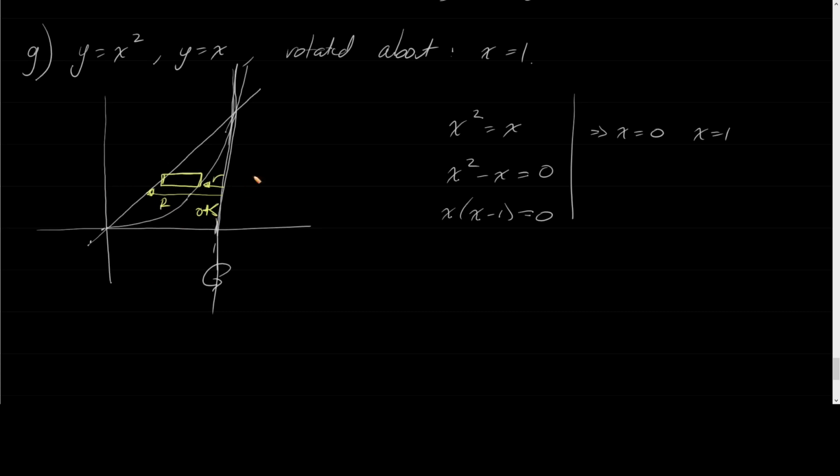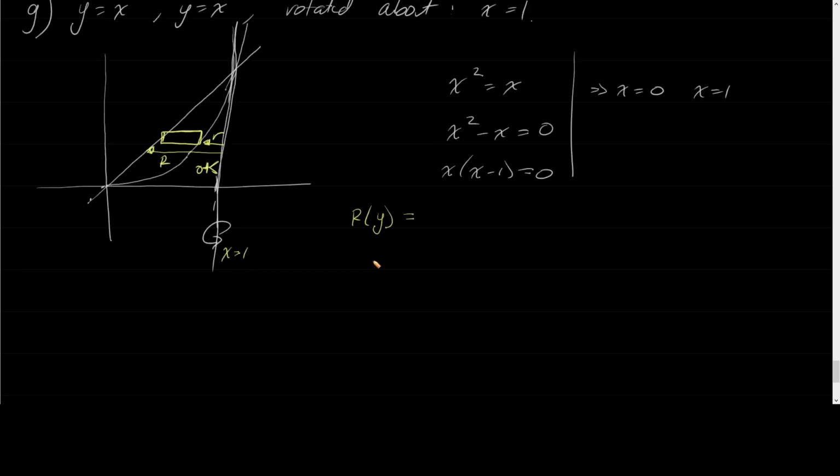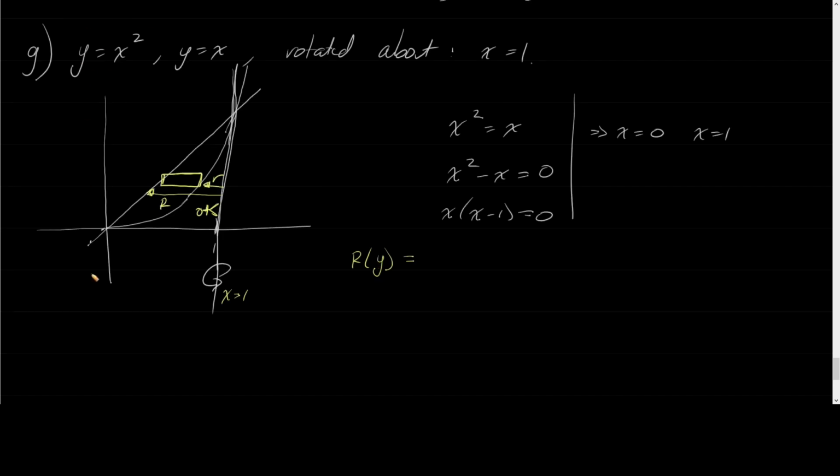Now the big radius, what is that big radius going to be? Well, this line we just said was x equals 1. So the big radius, and we need this to be in terms of y. Why do we need this to be in terms of y? Because, well, we're doing a rotation about a vertical axis. So that means I need things to be in terms of y. So from here, since y equals x squared, I can say that x equals the square root of y. Since y equals x, I could say that x equals y.